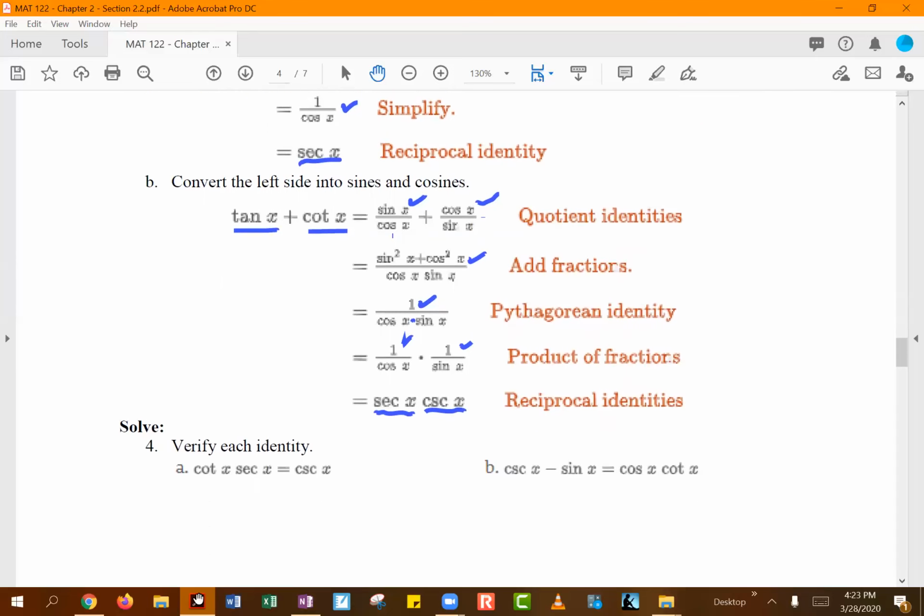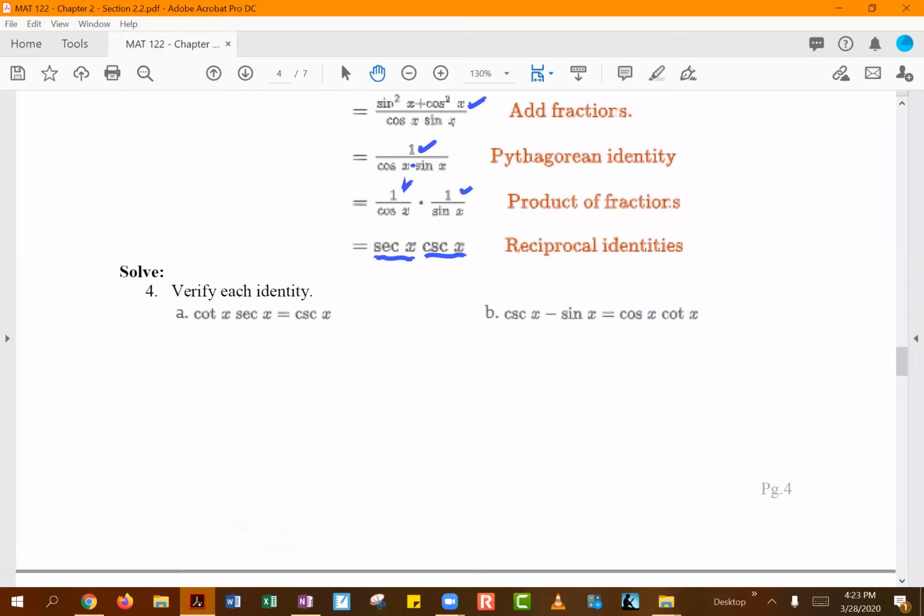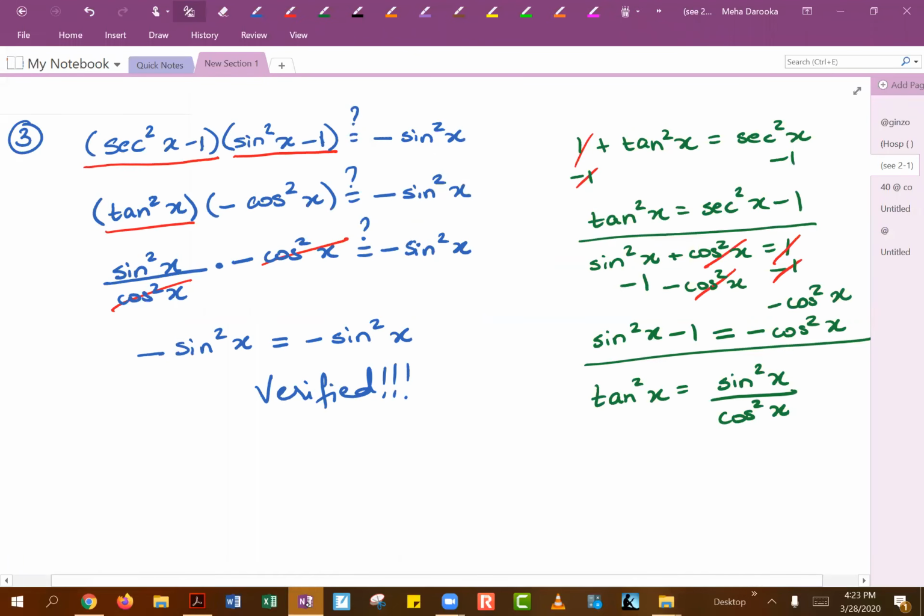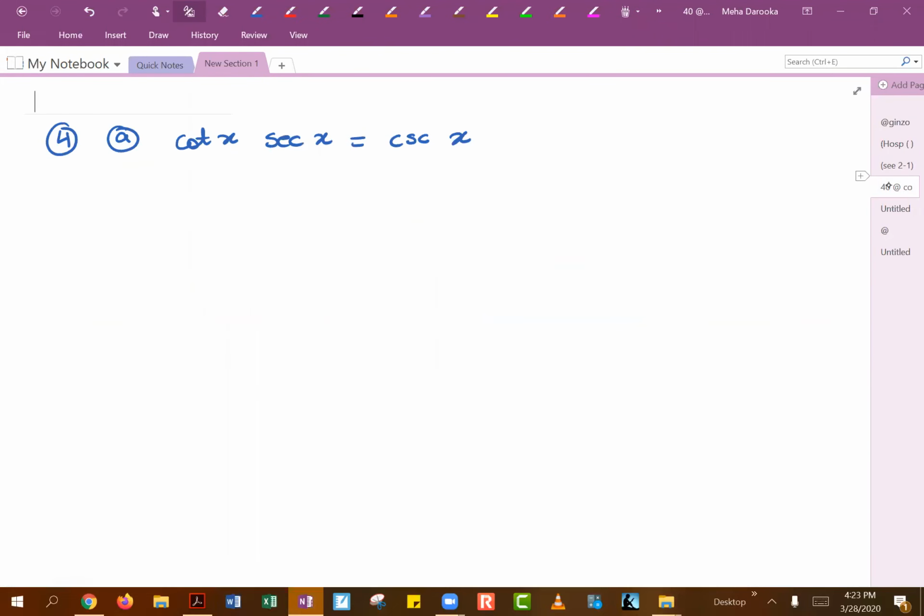And again, you'll see we are also dealing with similar examples, or a similar problem, to what you saw in example 4. So let's take a look at part A over here. You are given cotangent x multiplied with secant x, and we have to show that it will equal cosecant of x. So let's take a look at this. Okay, so cotangent x, secant x. So we can actually use, for the cotangent x, the quotient identity again, which is cosine of x over sine of x.